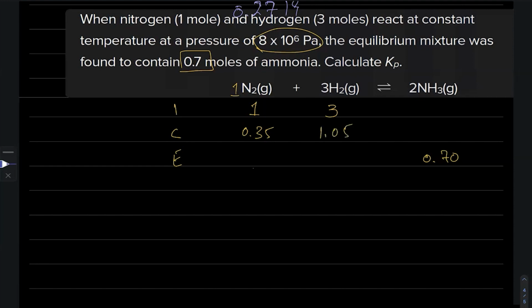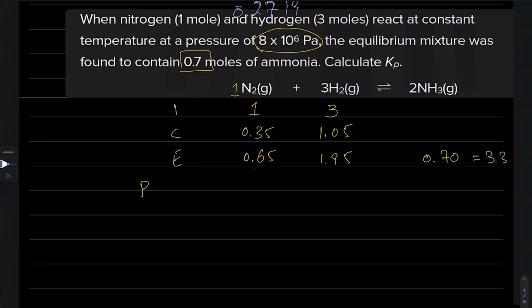Okay, now we just subtract to figure out how much is left. Because 0.35 moles of nitrogen is used up, you're left with 1 minus 0.35, which is 0.65 of nitrogen. Similarly, if 1.05 of hydrogen is used up, you're left with 3 minus that, which is 1.95 of hydrogen. Okay, now I need to figure out their partial pressure, and I will quickly go through the mole fraction thing. The total moles is 0.65 plus 1.95, which is 2.6, plus 0.7, which is 3.3.